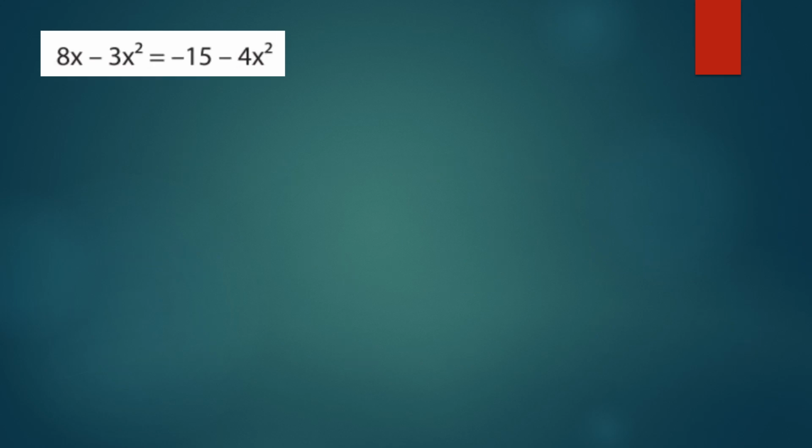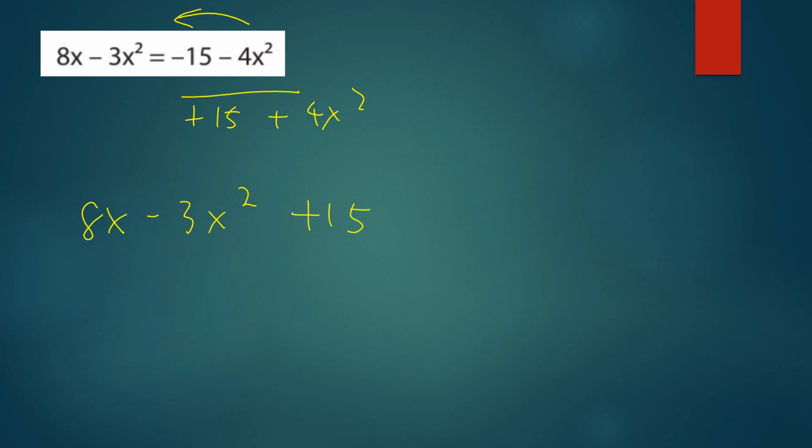This one is simpler because we only need to combine similar terms. So we can put all these things to the left side by adding a 15 here and positive 4x squared on this side and doing the same to the other side. So this will become 0 now. So we have here 8x minus 3x squared. Transferring negative 15 to the other side becomes positive 15. Negative 4x squared to the other side is positive 4x squared. That leaves 0 on the right hand side.